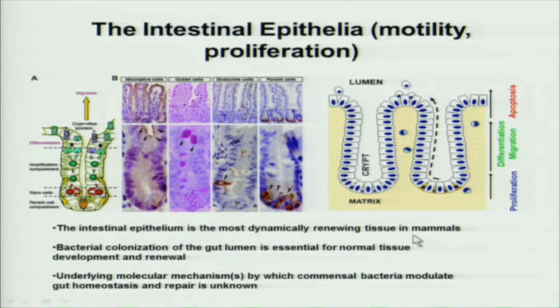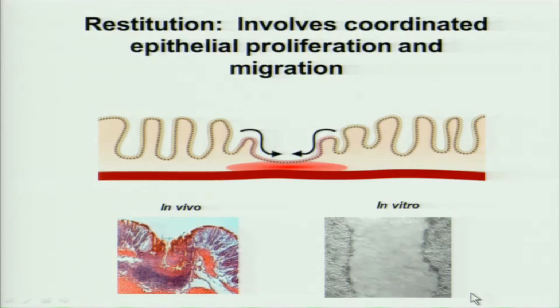So the intestinal epithelium is the most dynamically renewing tissue in mammals. Bacterial colonization is essential for normal tissue development and renewal, but the underlying mechanisms by which they modulate this are unknown. So I just want to show a quick series of experiments that illustrates the effects of the microbiota in this process. One of the systems we use is looking at wound healing.